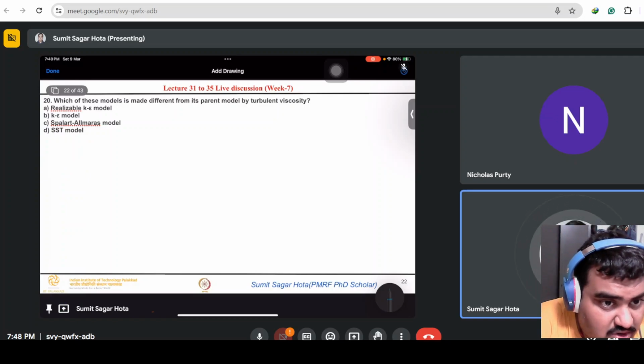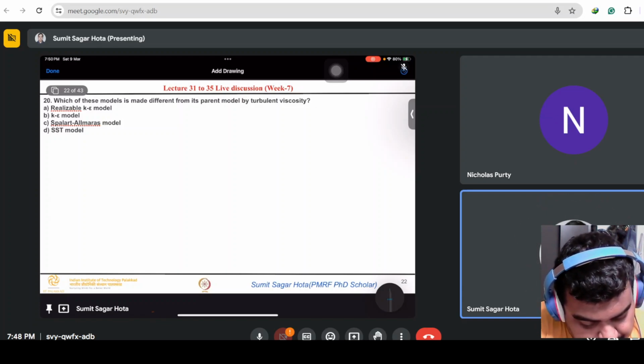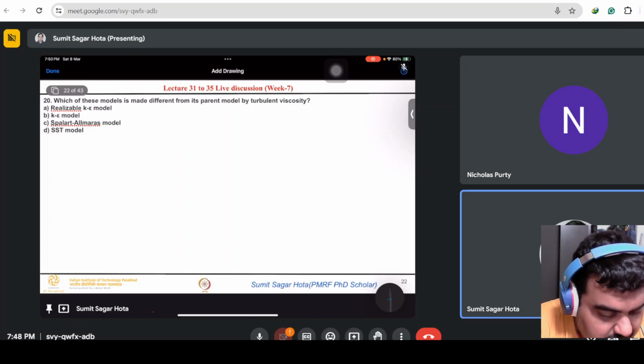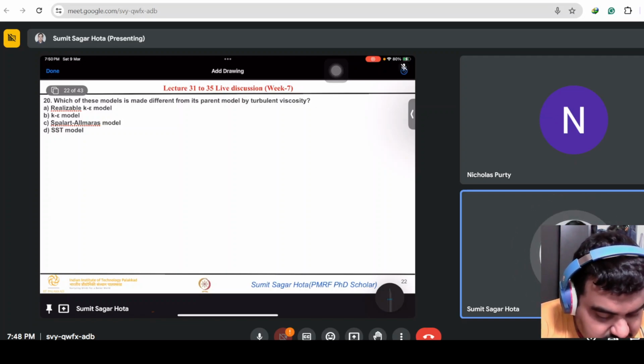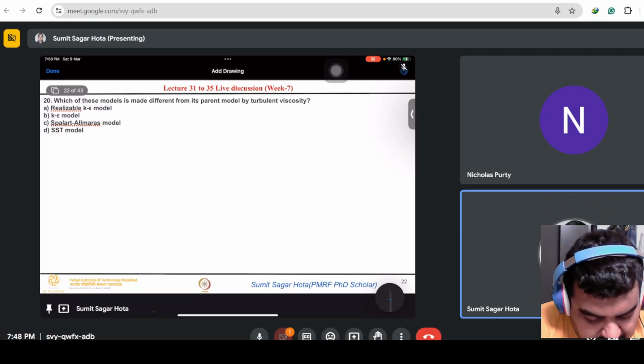So this model is made from its parent model by turbulent viscosity. Parent model which came into existence means there will be two similar options. The K-epsilon model is the parent model, and the realizable K-epsilon model is the derived one. So that's the whole idea. So the answer will be the realizable K-epsilon model.